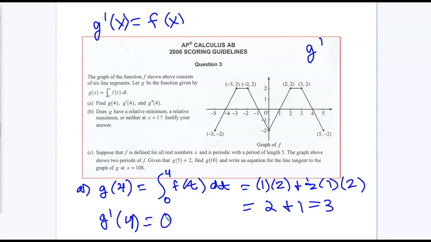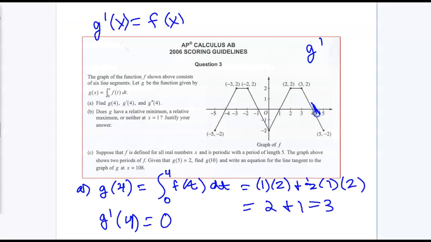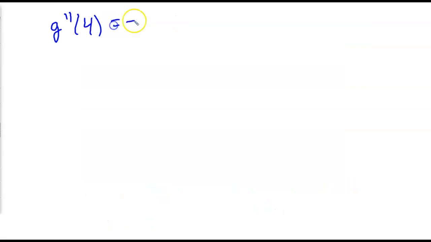Then for the next part, when I want to find g double prime at 4, that's going to be the slope of the tangent line on g prime at 4. So that's the slope of this line. So I'm going to have a rise of 4 and a run of 2, and it's going downhill. So my slope is going to be -2. So my slope here is -2. So there's part A.